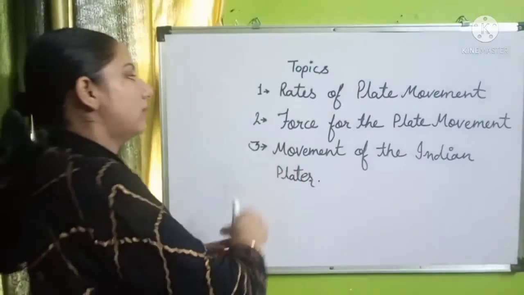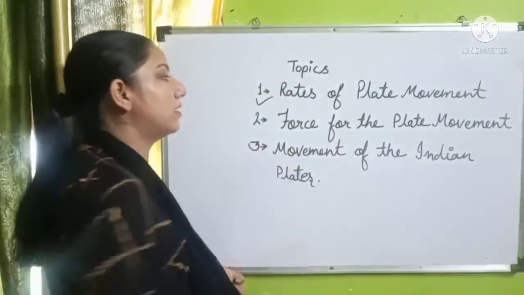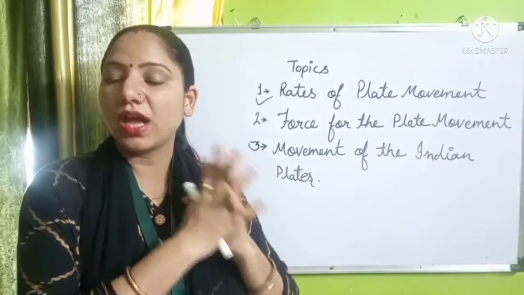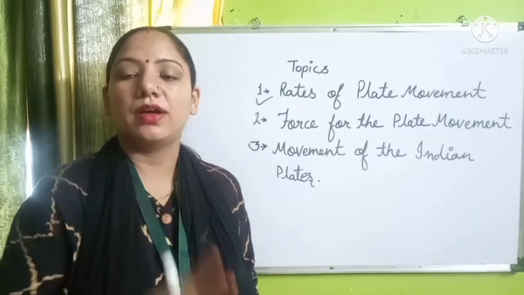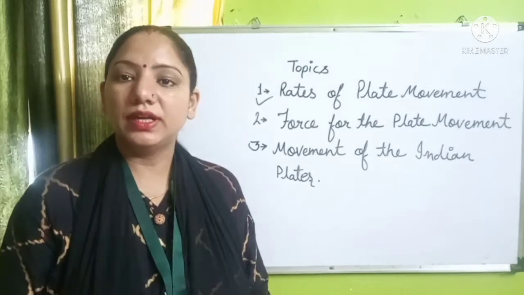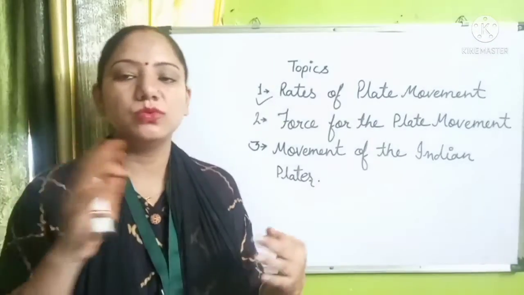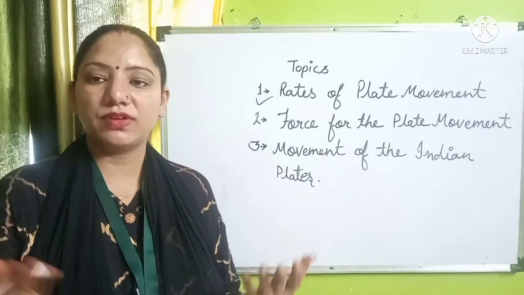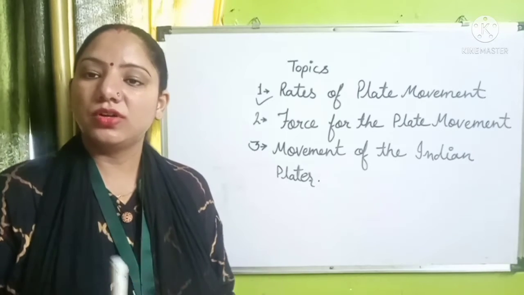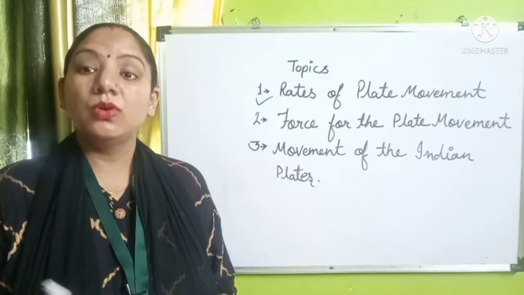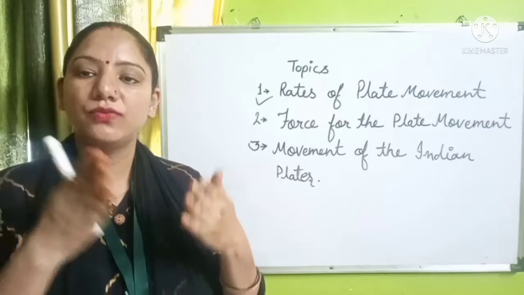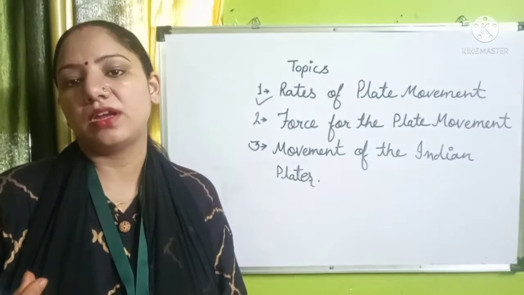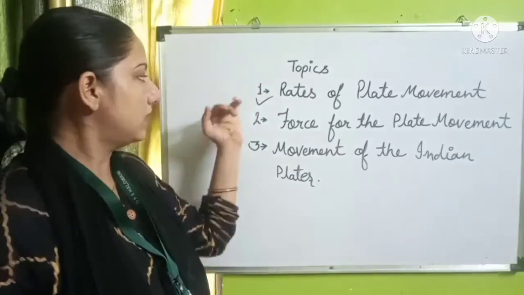First of all, the very first topic we will discuss is the rates of plate movement. During the time of Pangea, around 200 million years ago, the plates started to shift in different directions, and every year they shifted, and after that they changed into the continents and the oceans. So what is the actual rate at which the plates shift every year? That is known as the rate of plate movement, which we will study in the first topic.